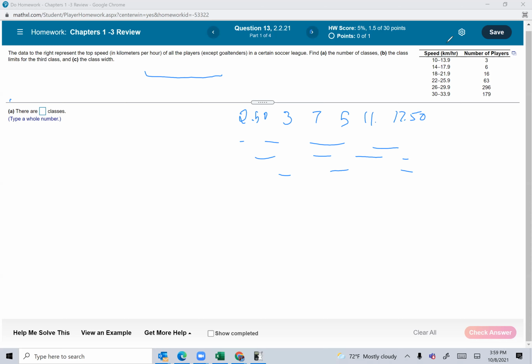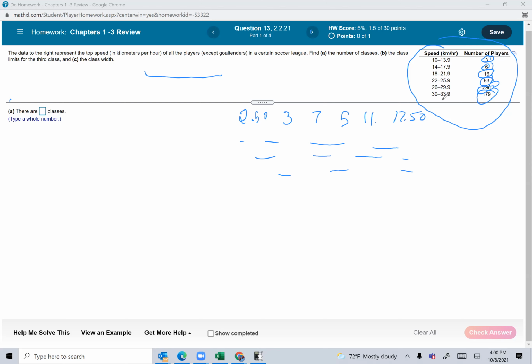One way to organize data is through what we call a frequency distribution table. Look at this table here, guys. It is about the speed. The data on the right represent the top speed in kilometers per hour of all players in a certain soccer league. So this is the speed of the player. Let me explain 10 to 13.9 speed. Anyone who has a speed from 10 to 13.9 is listed there, and there are 3 players who have this speed. Here we have 6 players whose speed is between 14 and 17.9. Here we have 16, 63 players, 296 players whose speed is between 26 and 29.9, and 179.